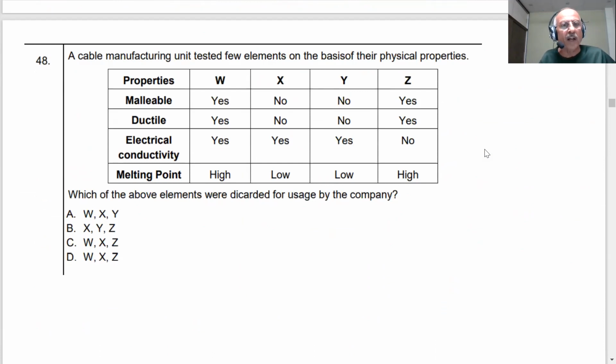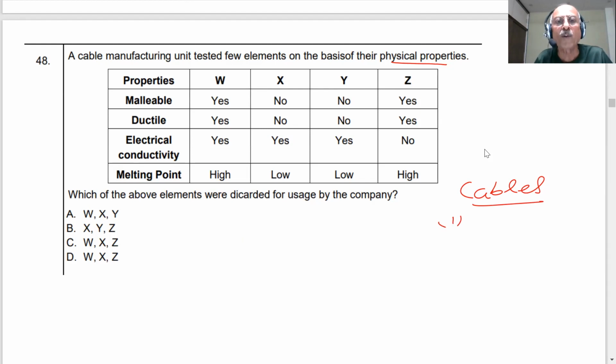All right, student. The last question is on the screen from section B. Pay attention, student. A cable manufacturing unit tested few elements on the basis of physical properties. Cable. You know what the cables are used for? Electrical cables. Copper wire is used in your home for conducting current. So the properties of these are, they should be malleable, they should be ductile, and they should have electrical conductivity. What properties should the cable have?